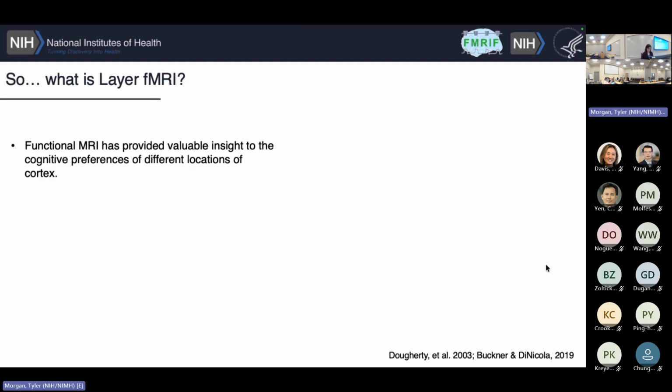Okay, so we're just going to start with what I would think in this topic is a pretty easy definition. Functional fMRI has provided a lot of really interesting information that tells us about the cognitive preferences of different places on the cortex. We can think of this broadly as brain mapping, where we've spent a really long time being cartographers of the brain. We ask what this task is, what it does, and what kind of processes are involved, and then see which areas of the brain are associated with that.